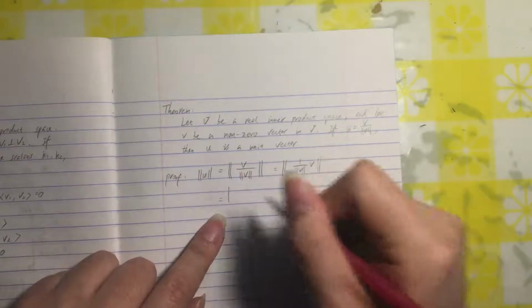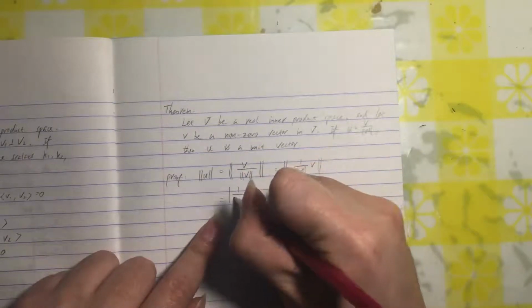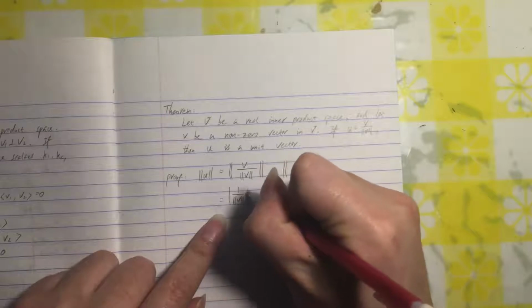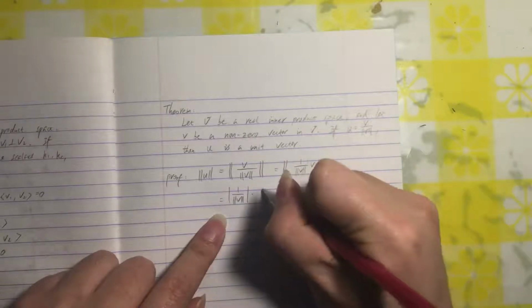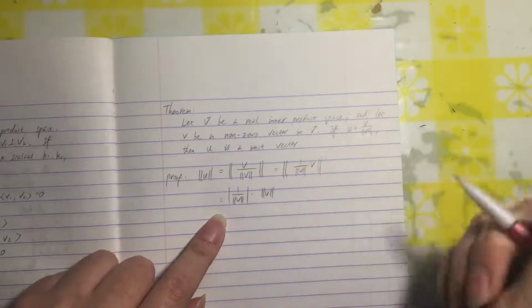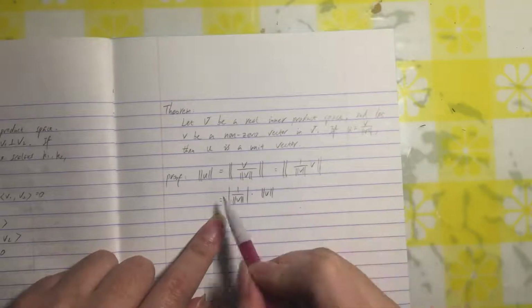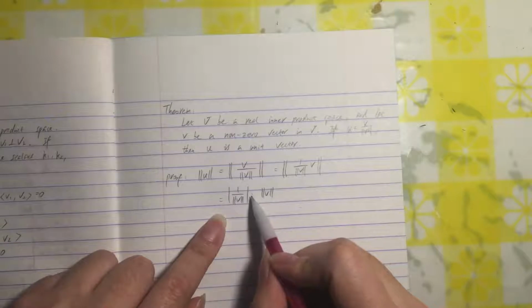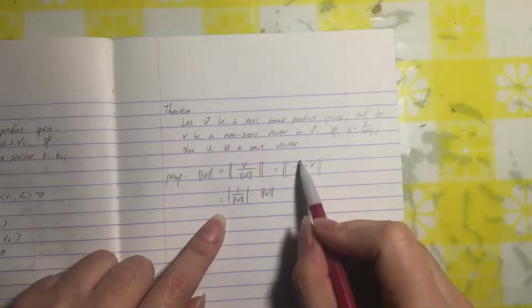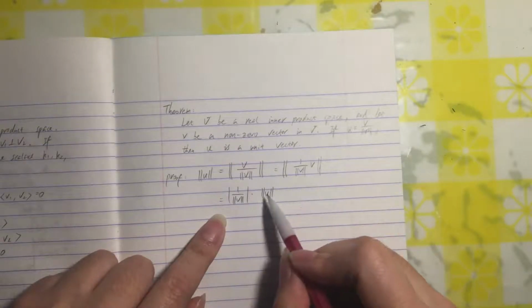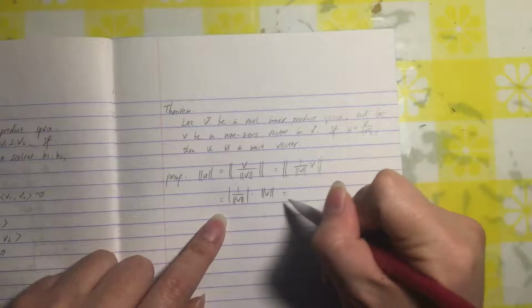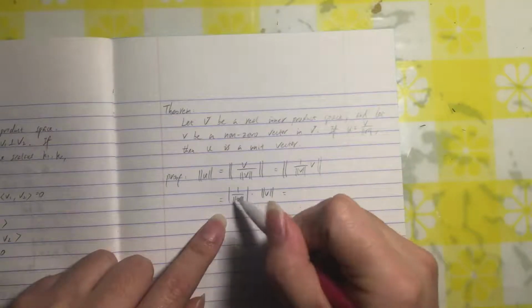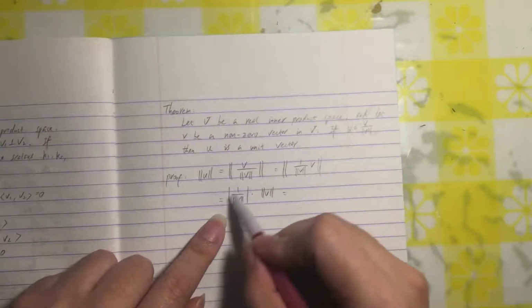If I put it all together, I get the absolute value of 1 over norm of v times the norm of v. When I pull out a scalar, I add the absolute value. If I pull this out, what's left is v inside the norm. And we know that the norm of v is always positive.